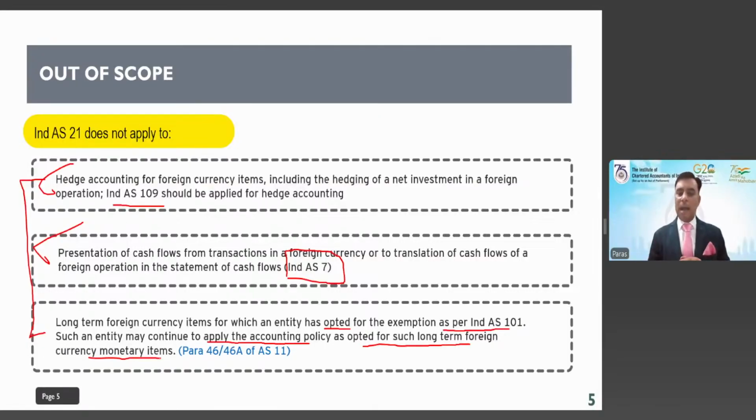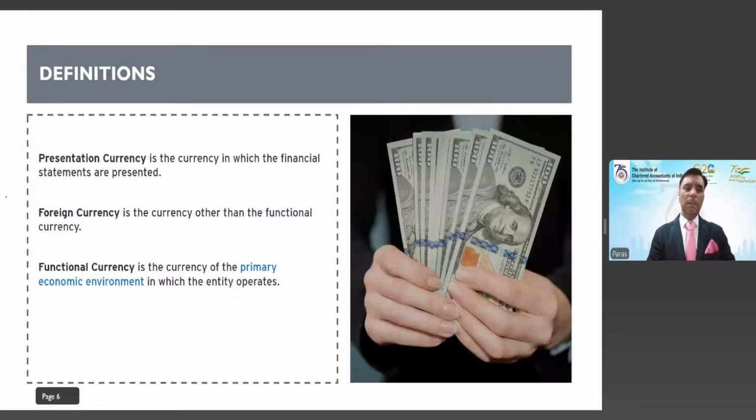For the time being, I am skipping this part and I will be discussing this point once again towards the end of the session, when I will be discussing the GAAP differences between AS 11 and Ind AS 21. I will discuss this point then, because this will take a lot of time to discuss, right? So for the time being, I am parking this point. Now we are going to cover the definitions.